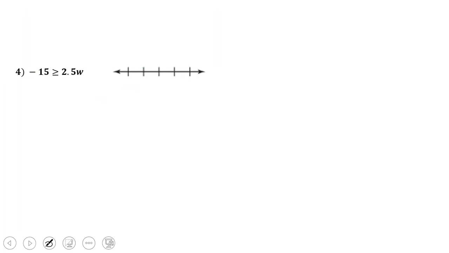And our last, no. Not our last example of the night. For some reason, I've been saying last example of the night when it's not. Our last example of this video. Number 4, negative 15 greater than or equal to 2.5w.